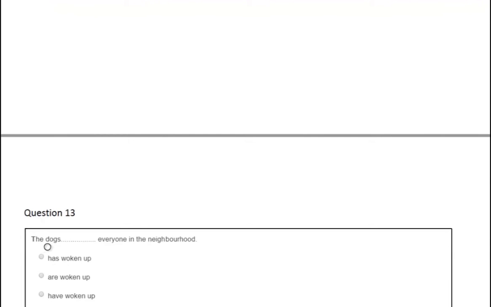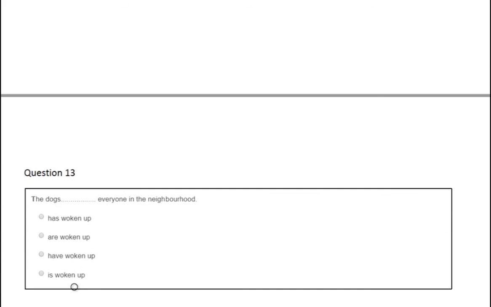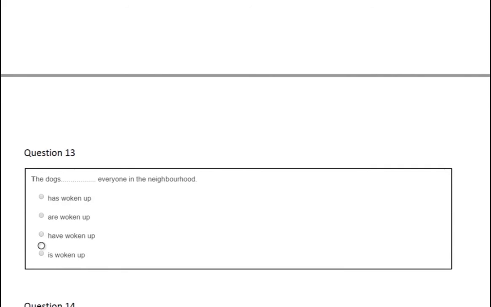13. The dogs, everyone in the neighborhood. The dogs have woken up everyone in the neighborhood. You may ask me why, because the dogs here are plural and has is used with a singular subject. Are woken up is not a passive sentence, you see, and this is used with singular, present, passive voice.